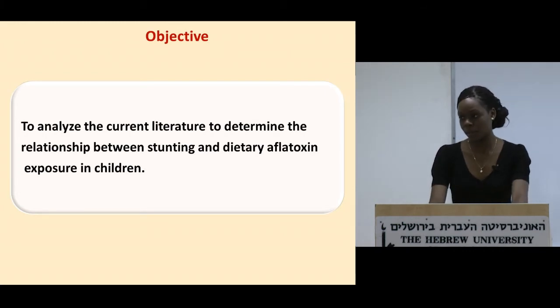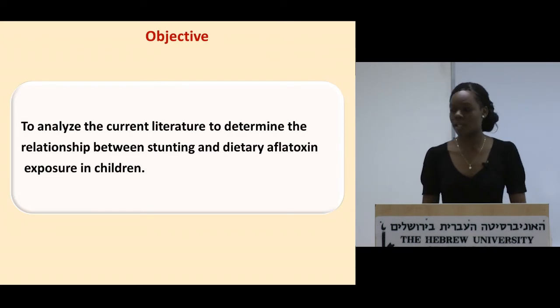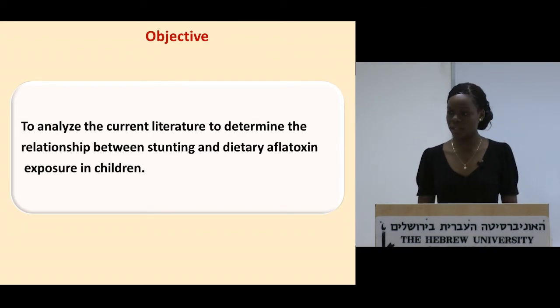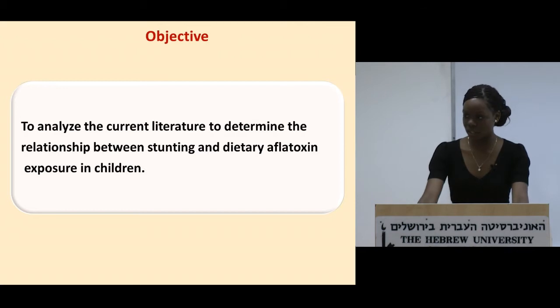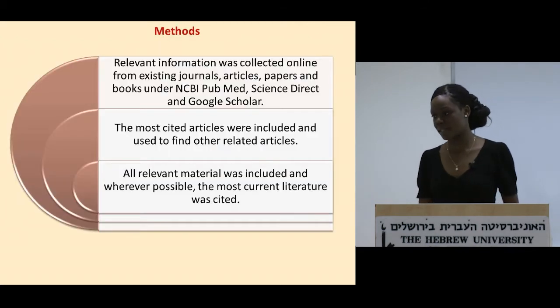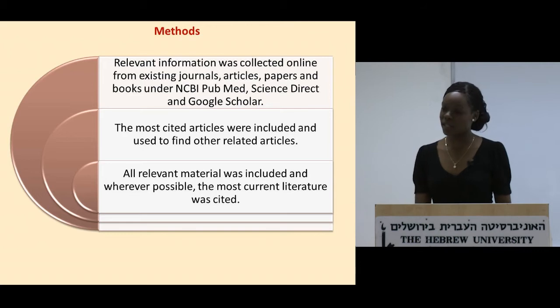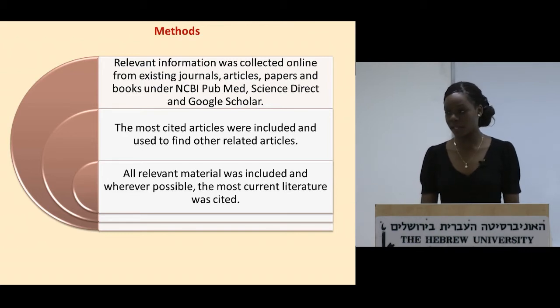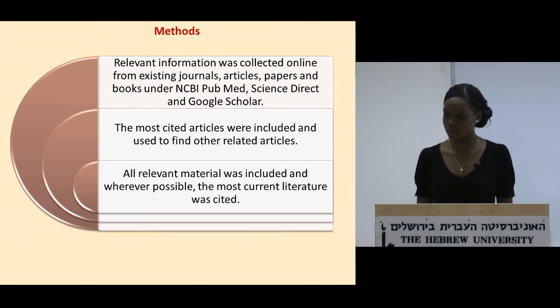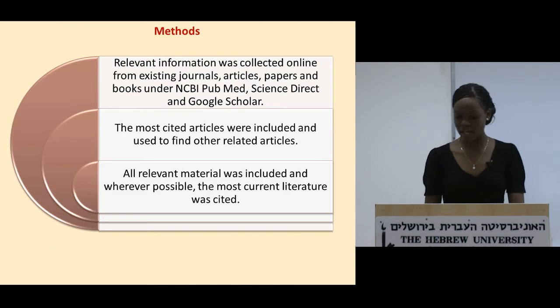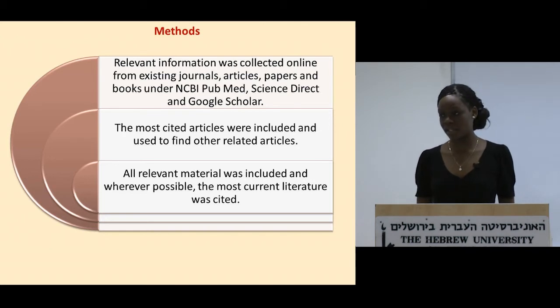So for the methods, relevant information was collected online from existing journals, articles, papers, and books, under PubMed, Science Direct, and Google Scholar. The most cited articles were included and used to find other related articles. Then all the relevant material was included, and where possible, the most current literature was cited.